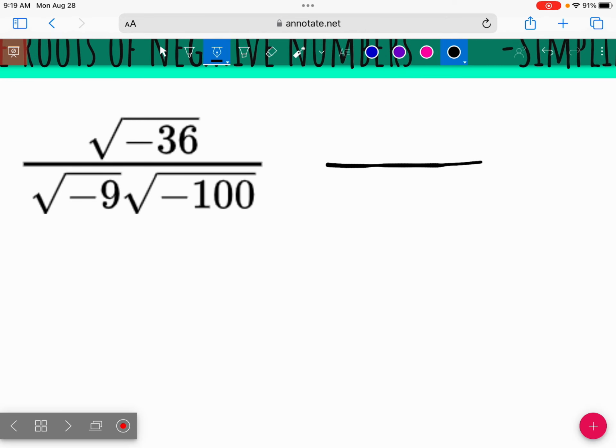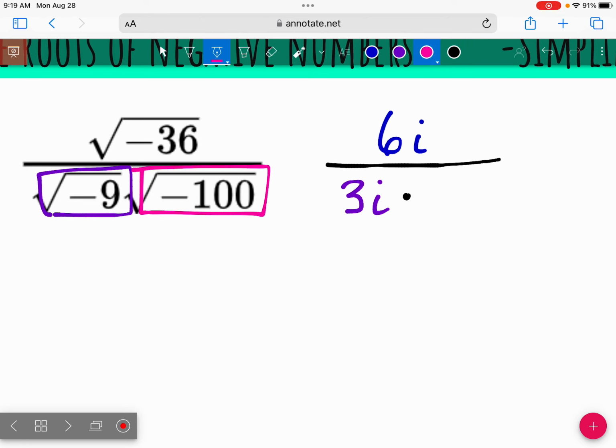What's another way to write the square root of negative 36? 6i. What is a way to write the square root of negative 9? 3i. Times the square root of negative 100? 10i.